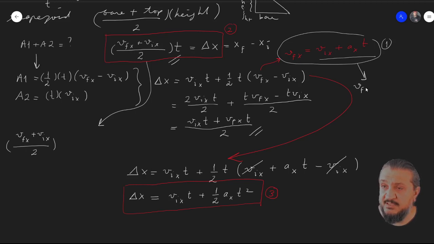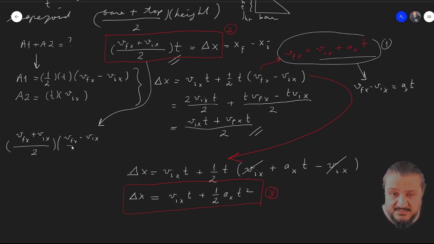If you subtract v initial x from both sides, this is what you get. And now divide both sides by a, or ax, and you get t, right? So if you do that, this is what you're going to get. V final x minus v initial x divided by ax.